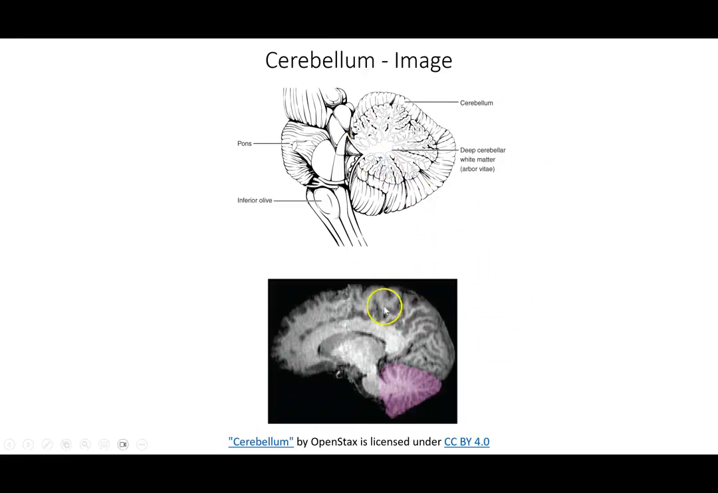And then this is an actual image of a cross-section of a brain with that cerebellum highlighted there at the back. You can see the pons right here, but that is the cerebellum, and so you can see all of this white matter here forming that arbor vitae.